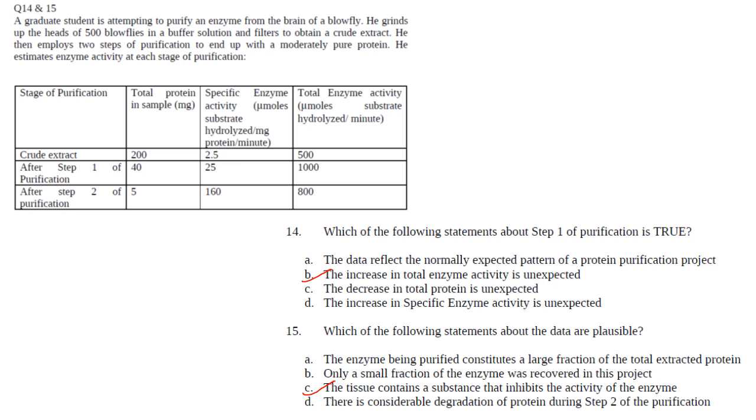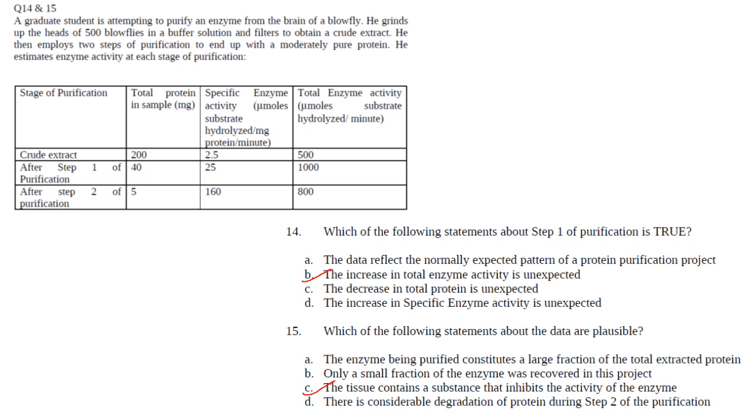So what does the student do? He wants to purify an enzyme from brain of blowfly. So he grinds around 500 blowflies in a buffer solution and he obtains the crude extract. Then he purifies the crude extract using two-step purification procedure and he ends up with a moderately pure protein. He estimates enzyme activity at each stage. So specific enzyme activity and total enzyme activity has been assessed. Now questions. Which of the following statements about step 1 of purification is true?